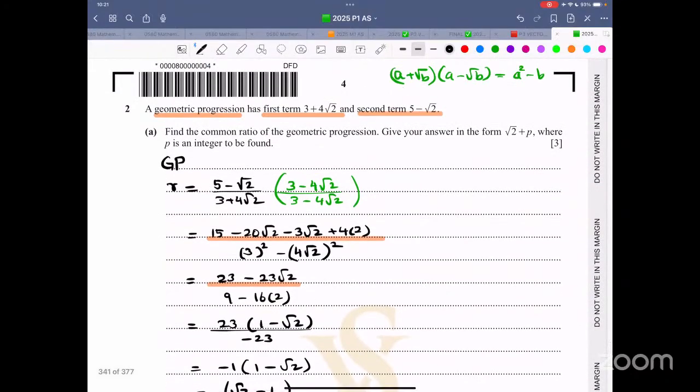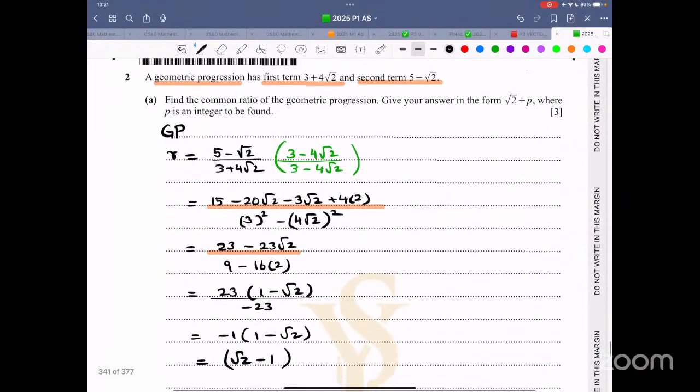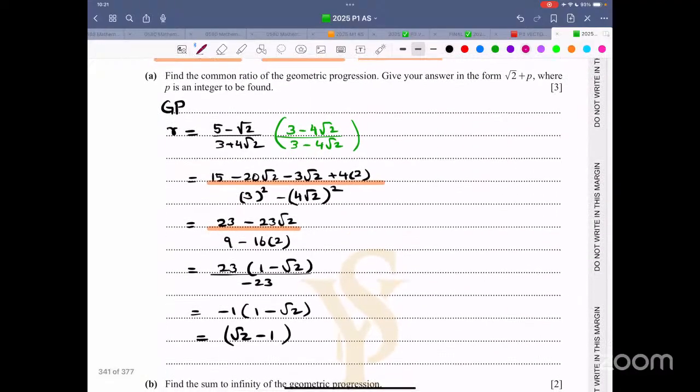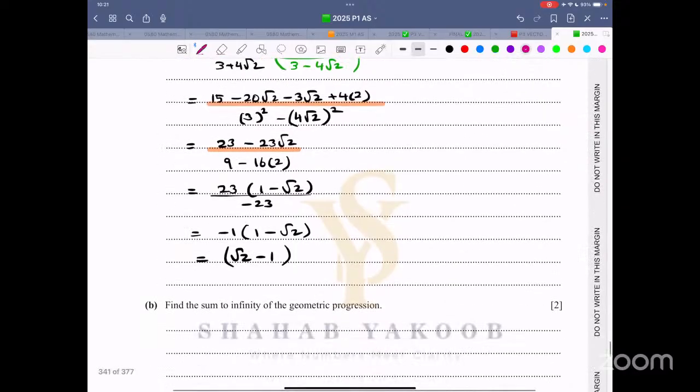Find the common ratio, give your answer in this form. So 3 marks is just for the common ratio. So this is root 2 plus p. It's coming out to be root 2 minus 1. In other words, p is negative 1. So I hope this is all good, all clear.